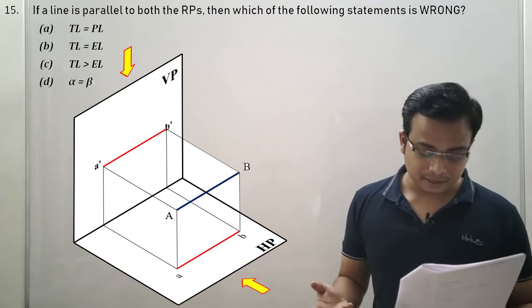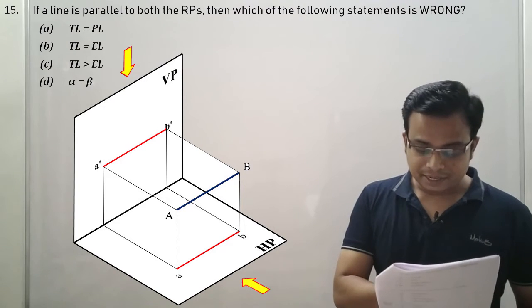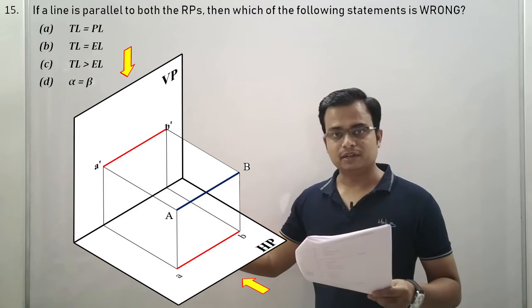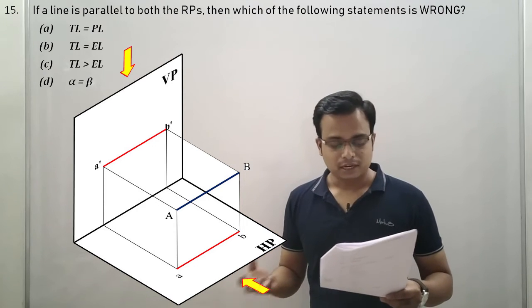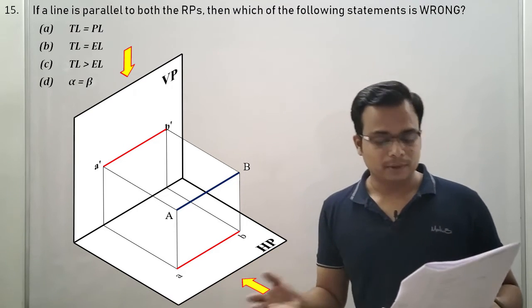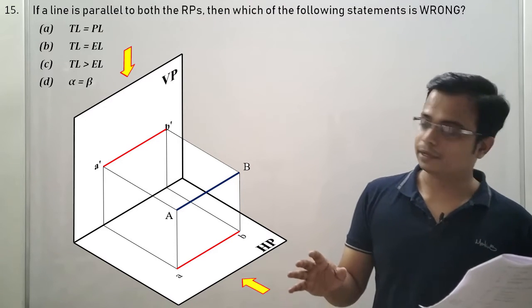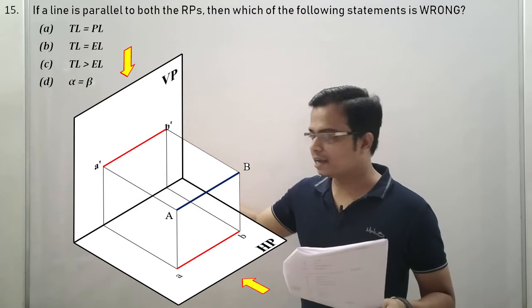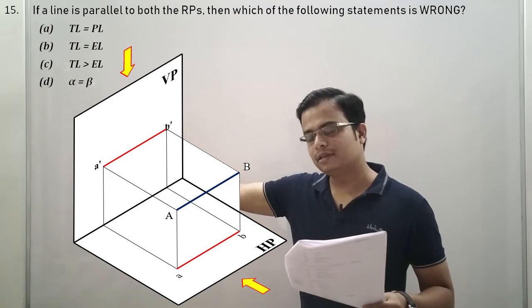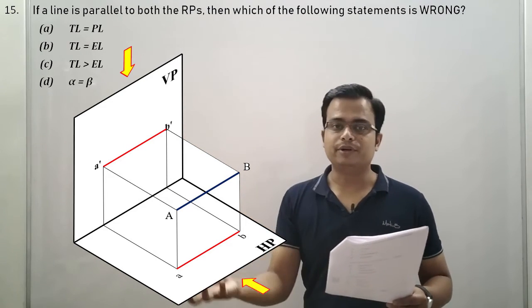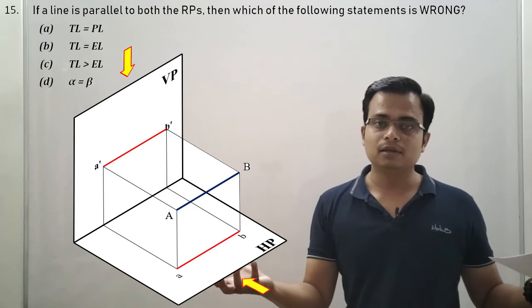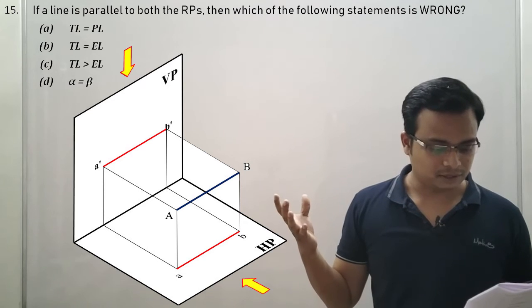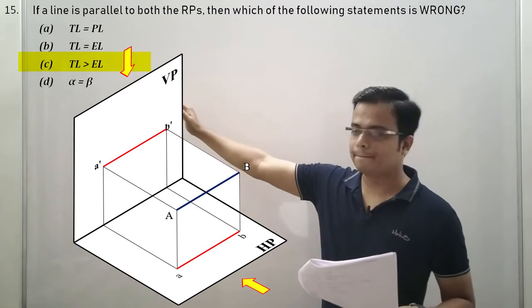The reason being, true length is greater than elevation length. We've seen that true length is equal to the elevation length, so it cannot be greater than the elevation length. And the fourth option, alpha is equal to beta. Well, you don't even have to worry about that, because the angle that the front view makes is alpha, and the angle that the top view makes is beta. And in this case, alpha and beta are 0 degrees. The reason is very simple: it is parallel to both HP and VP. So the correct option is option C.